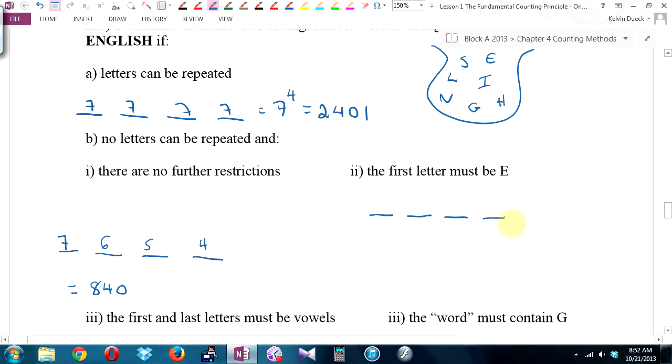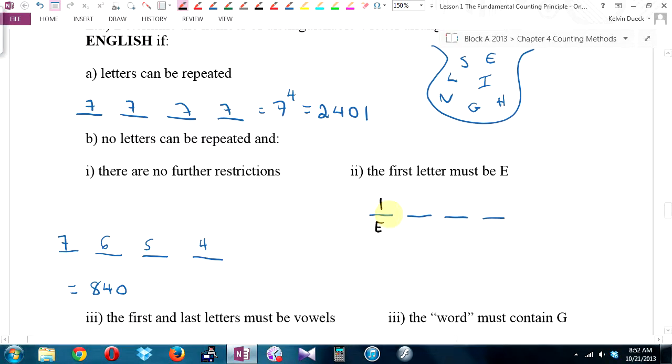What's the restriction, Jordan? It has to be E. So here's how I'm going to show that. Underneath the first blank, I'm going to put a little letter E there, saying that's what it has to be. And here's the question. Are you ready? How many ways are there to pick an E? How many E's are in the Scrabble bag? I pick that. Boom, gone.